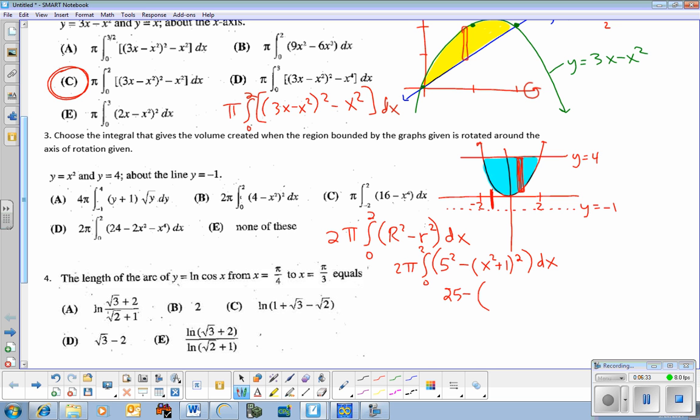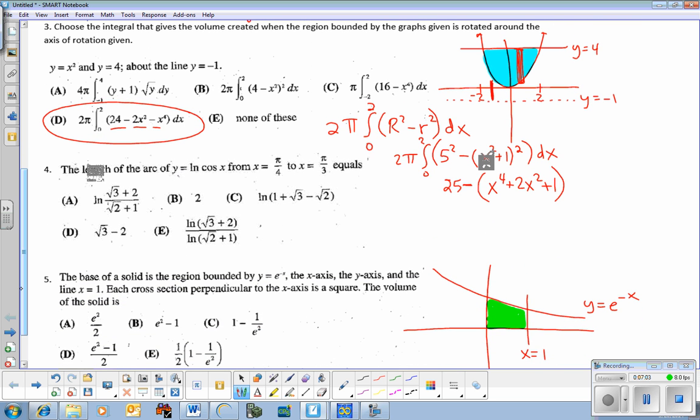And if you were to write it out twice and FOIL it, you'd get x to the 4th plus 2x squared plus 1. And all that is subtracted because of the minus sign in the front. And so you combine the 25 minus 1, and you've got negative 2x squared minus x to the 4th. And that's how we end up at D. All right, so don't be thinking washers, and ignore any answer that has 2 pi in the front.